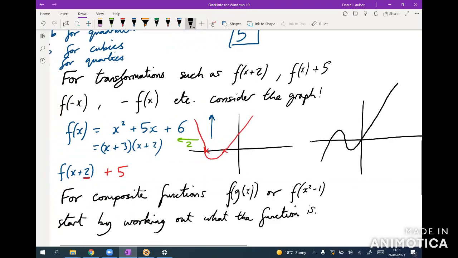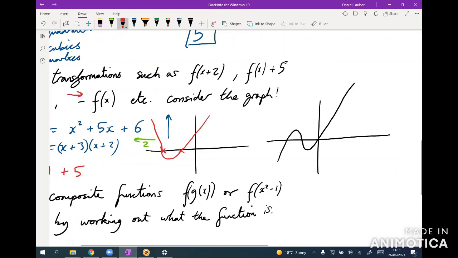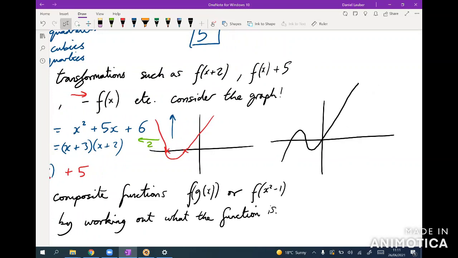And then they ask us something about minus f of x. Well, what that does is it just reflects it in the x-axis. So anything that was positive in terms of y becomes negative and vice versa. So it basically becomes this.